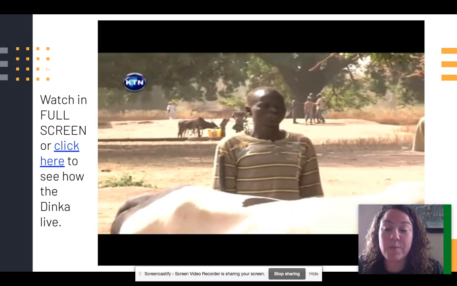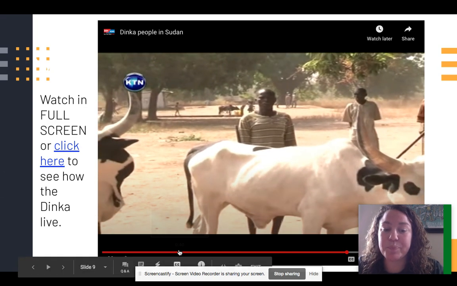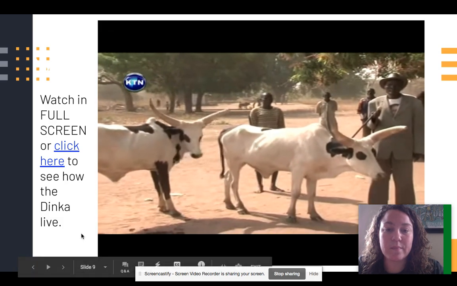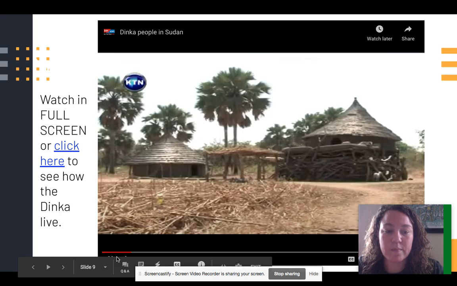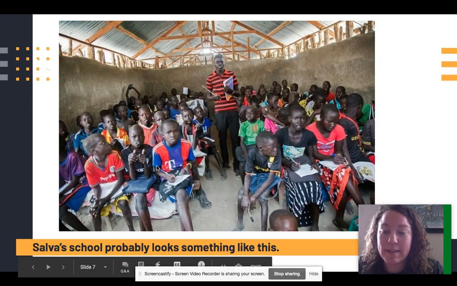So cows really show wealth in the Dinka culture. So that's a little bit about what Salva's life is like.